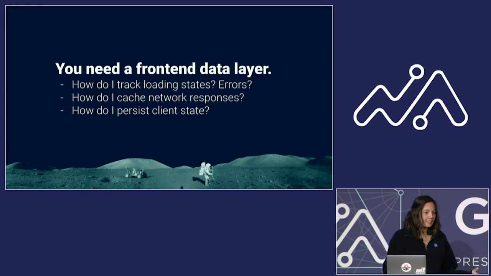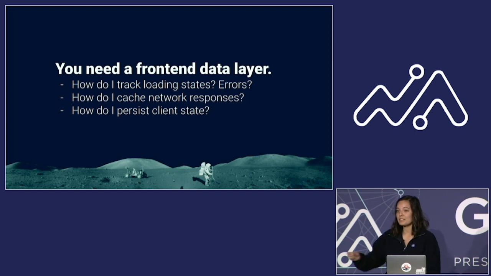So what is the answer to this data fetching messiness? Well, the answer is that you need a front-end data layer, because every front-end application that fetches data from an API needs a way to track loading and error states. It needs a way to cache network responses so that you're not needlessly refetching data as your user tabs around your application. It needs a way to persist client state across sessions so that you can provide your users with a come back where you left off experience.